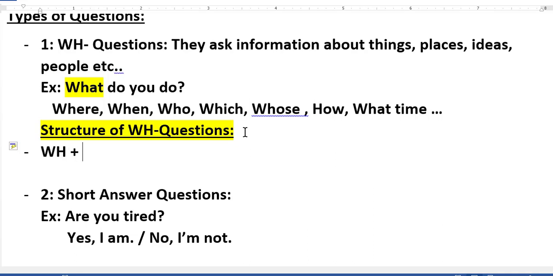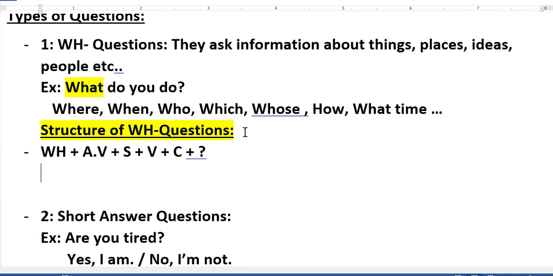WH plus auxiliary verb. I will tell you what is an auxiliary verb. And then we have subject plus verb plus complement plus question mark. This is the structure. That means the base, the main structure of WH questions.